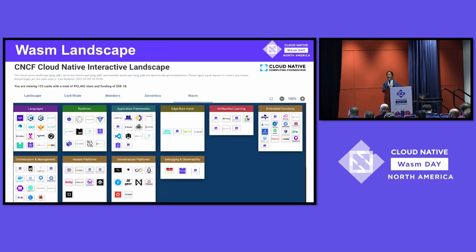How many of you know WASM has a landscape? This is a separate landscape in addition to the CNCF landscape. So very cool, WASM actually has its own landscape. And I'm also very happy that the projects I work on, Istio and Envoy, are also part of the landscape. So if you work for or contribute to any of the projects in the landscape, just raise your hand. Yeah? Awesome. You guys are awesome. Thank you.